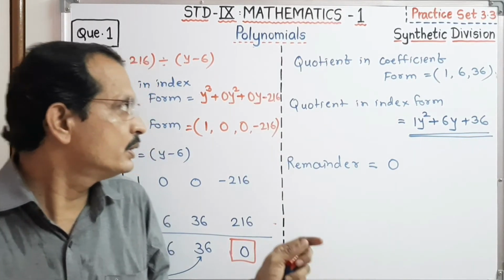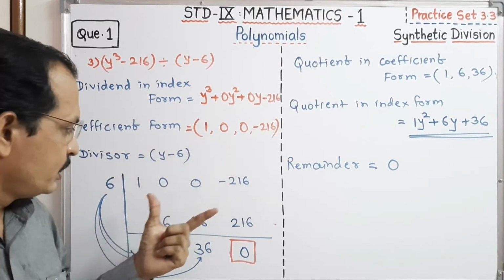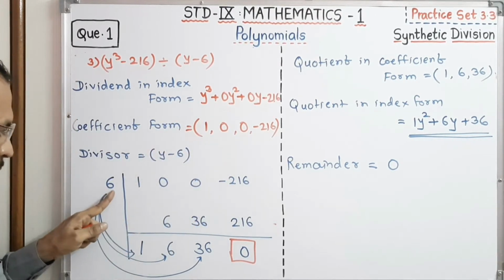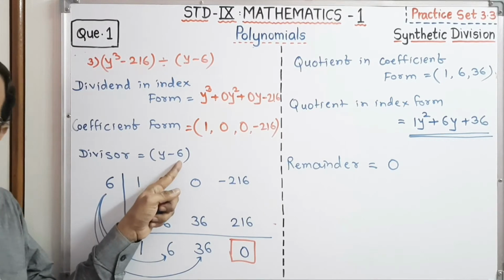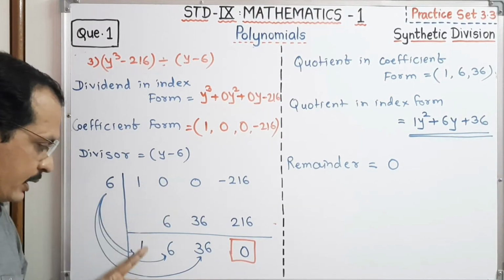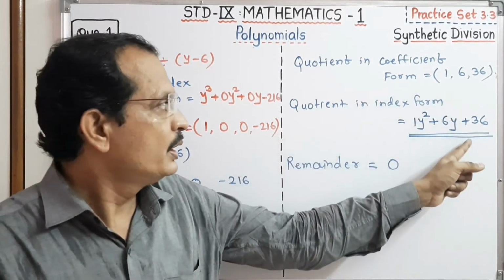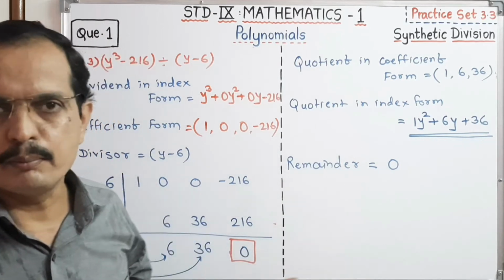See, dear student, this is index form, coefficient form. Now see here, our divisor is y minus 6. This minus 6 we have to take as plus 6, and then we have to do the process. And this is our quotient, and this is the remainder.